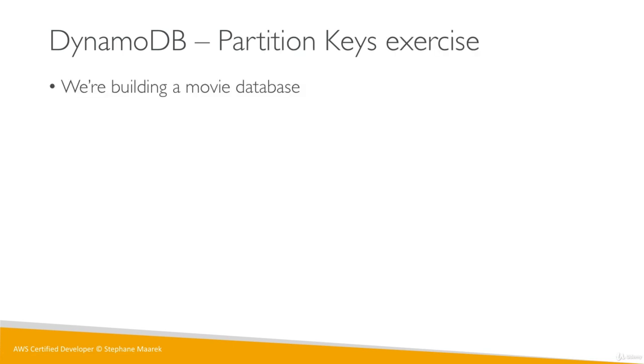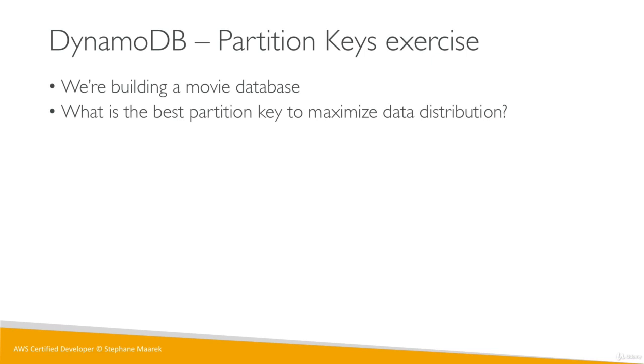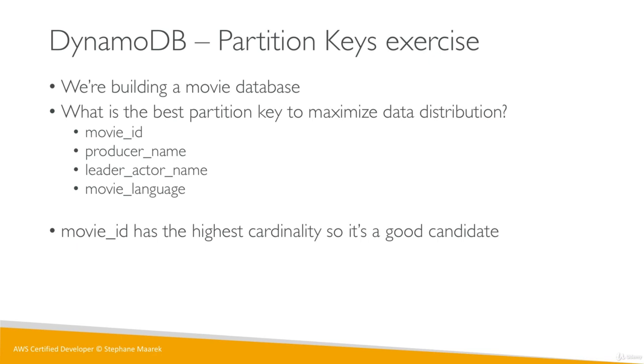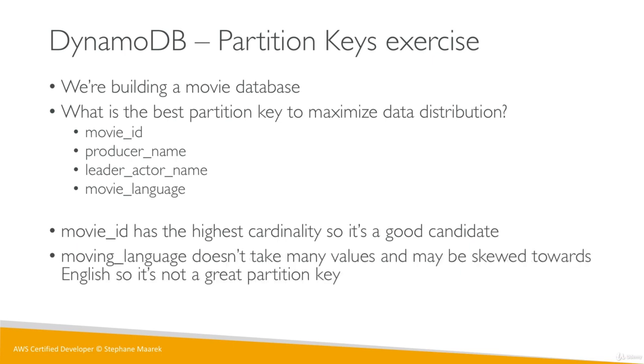In the exam, it's going to ask you to find the partition key that's going to be optimal for distribution of data, for example. Say we're building a movie database and we have movie ID, producer name, lead actor name, and movie language. What is the best partition key to maximize data distribution? In this case, it's going to be movie ID because it has the highest cardinality, so it's a very good candidate. If you take, for example, movie language, it's going to be a few languages only. Maybe most of the values are going to be English, maybe it's an English movie database. So it's not a great partition key, because otherwise all the data is going to be skewed into one partition.